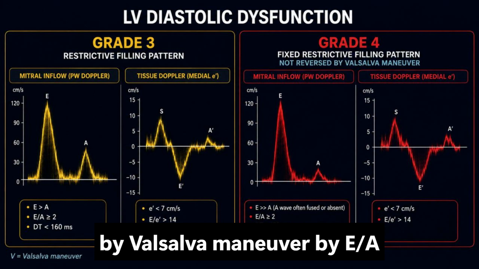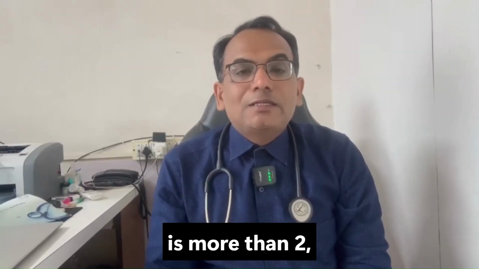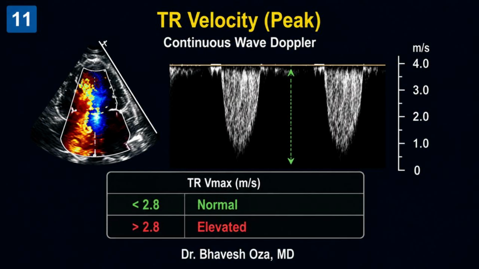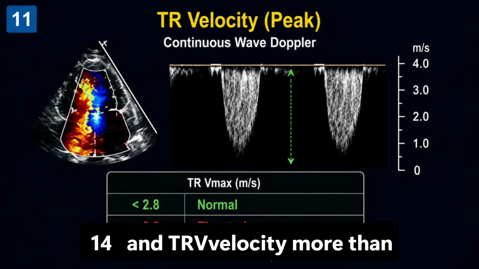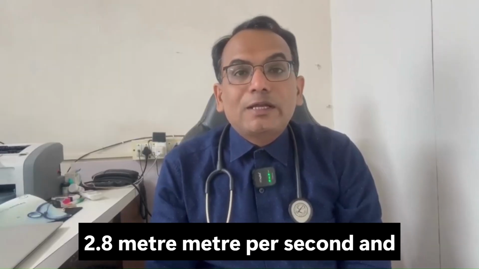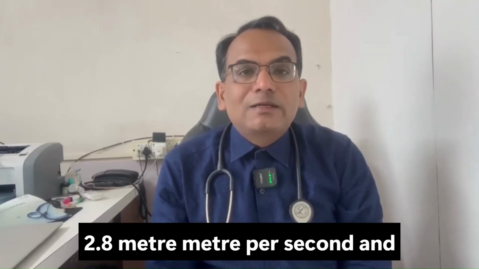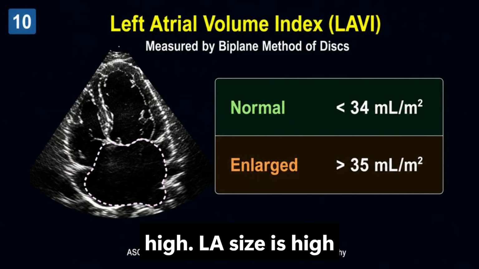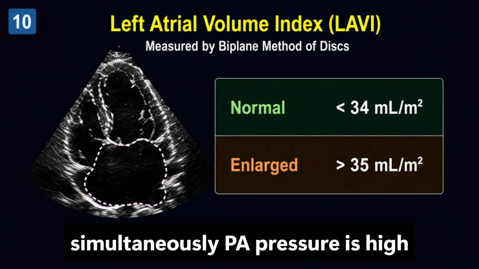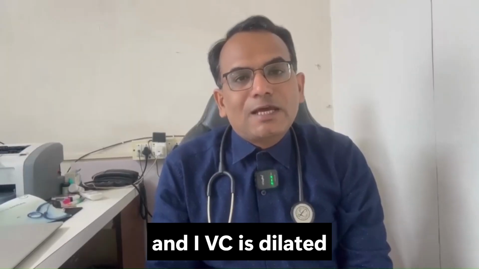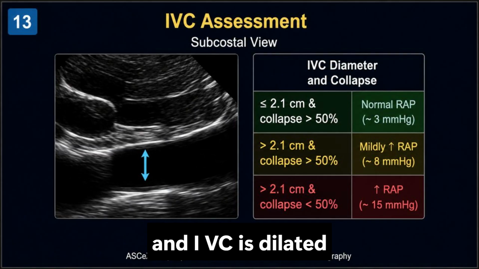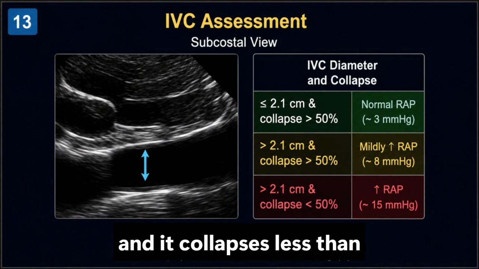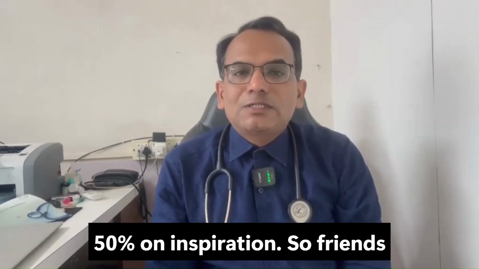So even by Valsalva maneuver, E by A is more than 2, simultaneously E by E prime more than 14, TR velocity more than 2.8 meter per second, and left atrial volume index is also high, LA size is high, simultaneously PA pressure is high, and IVC is dilated, and it collapses less than 50% on inspiration.